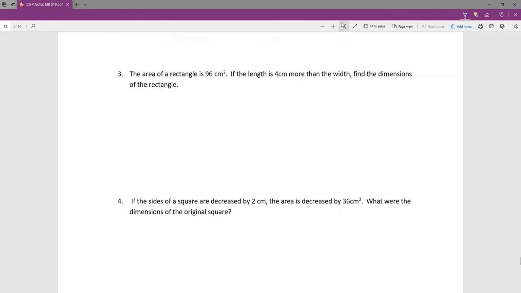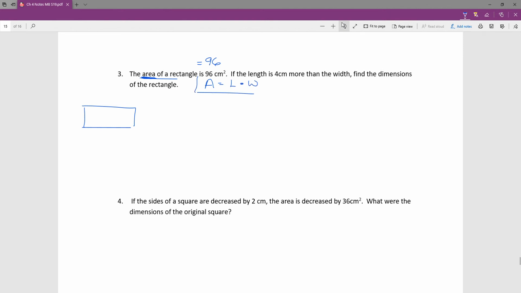A few more here. So this one is a geometry question. It's about a rectangle, and so I'm going to draw my rectangle. It says the area of a rectangle is 96 centimeters squared. So I know because the area of a rectangle, I have a framework equation. Area of a rectangle equals length times width.